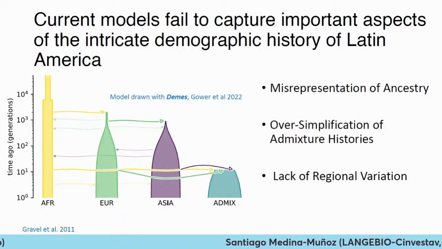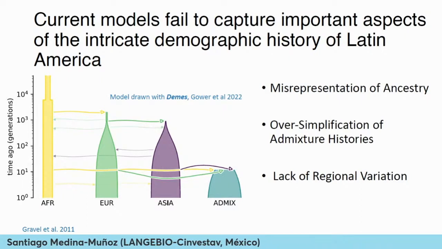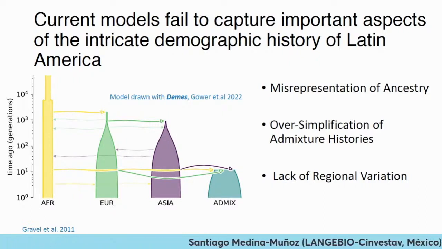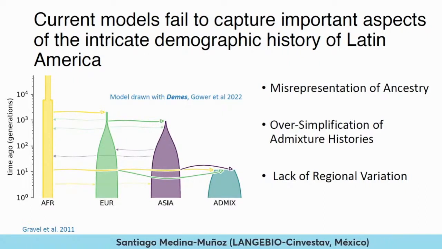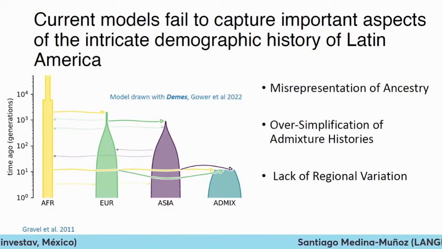But the problem is that there is a lack of models that accurately represent this complex history. And this is one example of a model that is available. There is an importance in these models because in population genetics, a lot of analyses and methods rely on genetic simulations. So in order to test these tools, we need to have good models. And this model has some limitations.